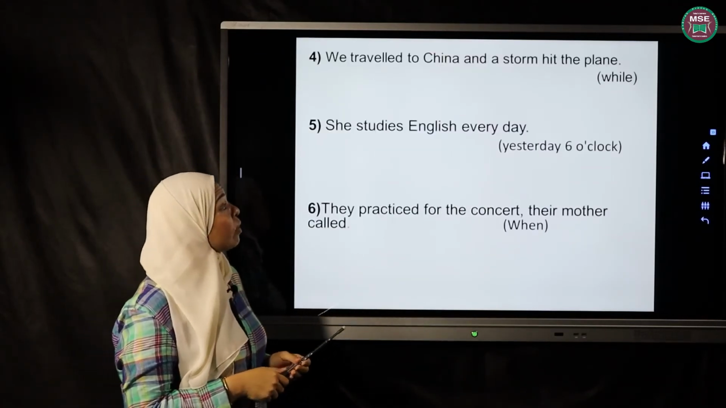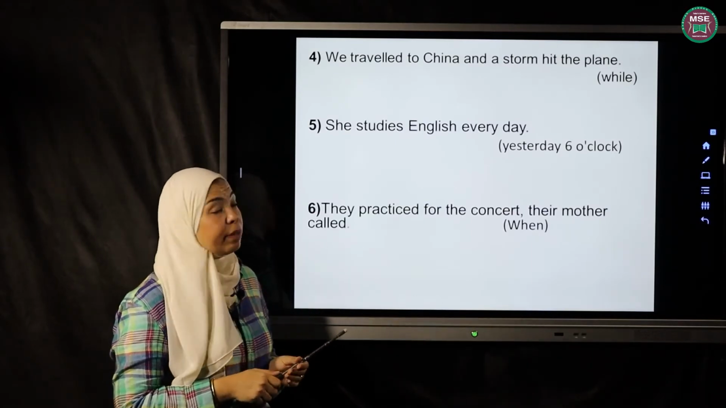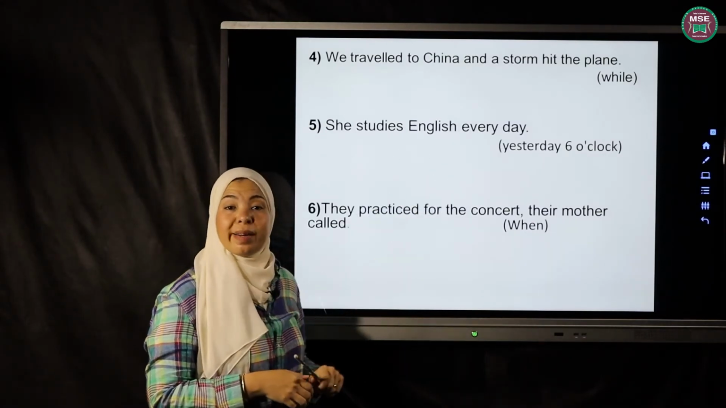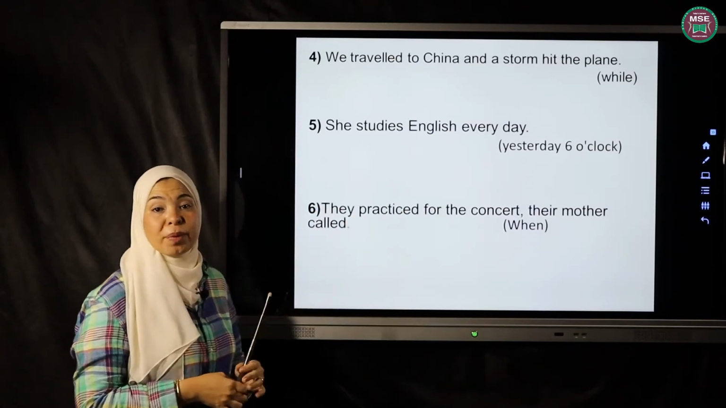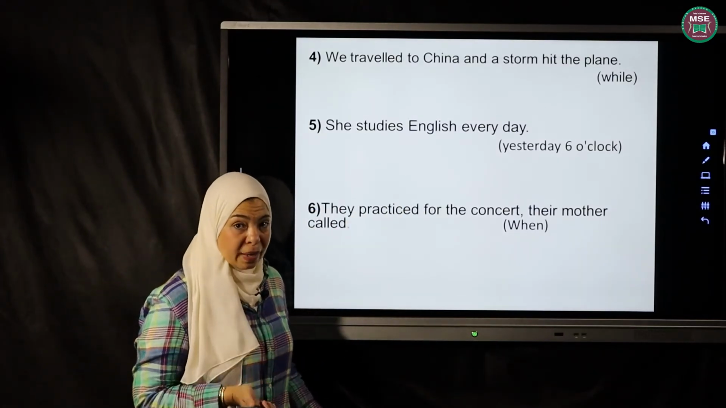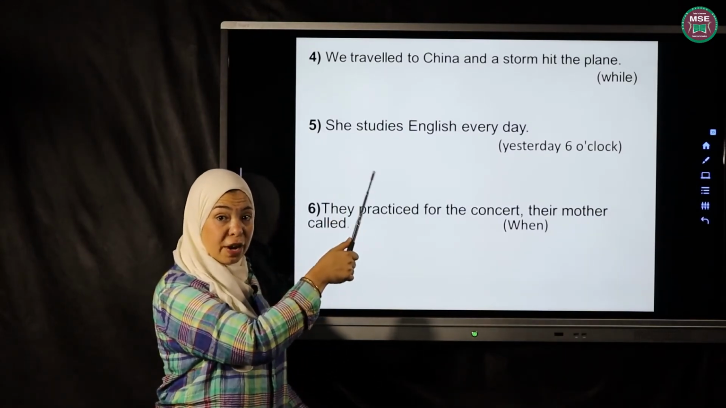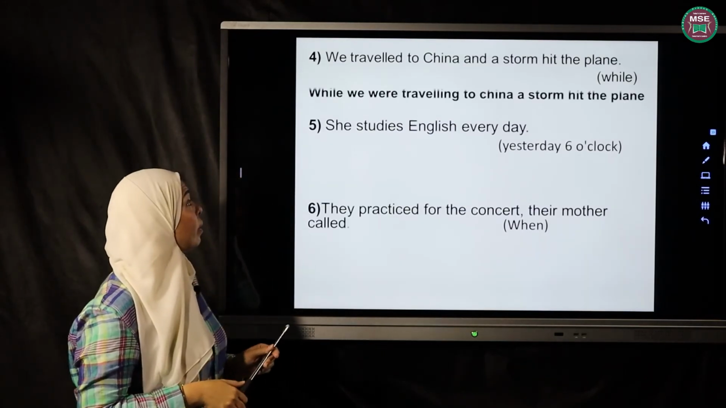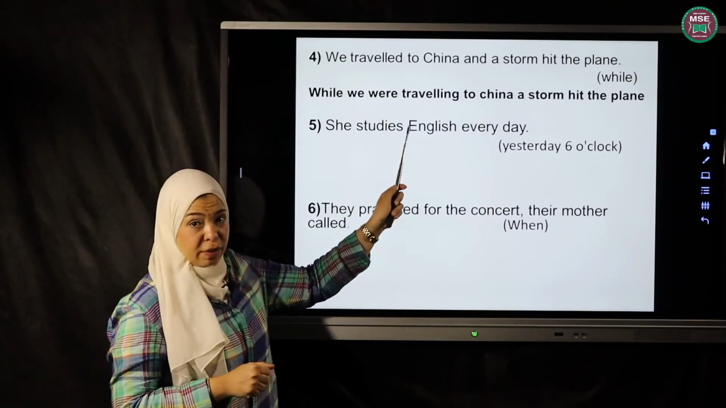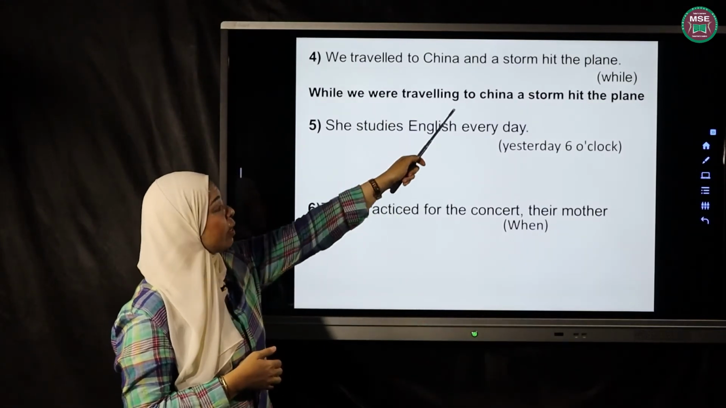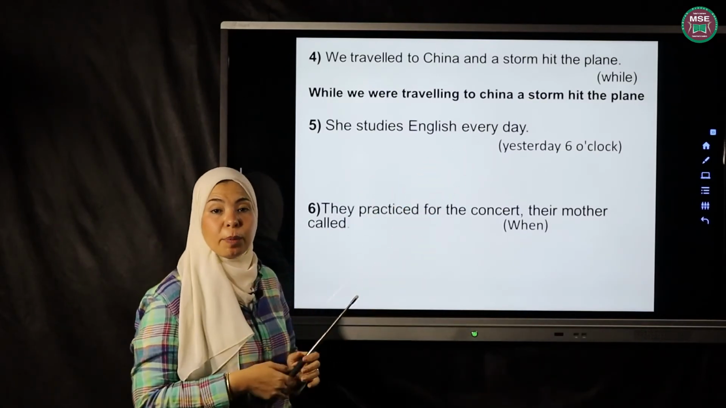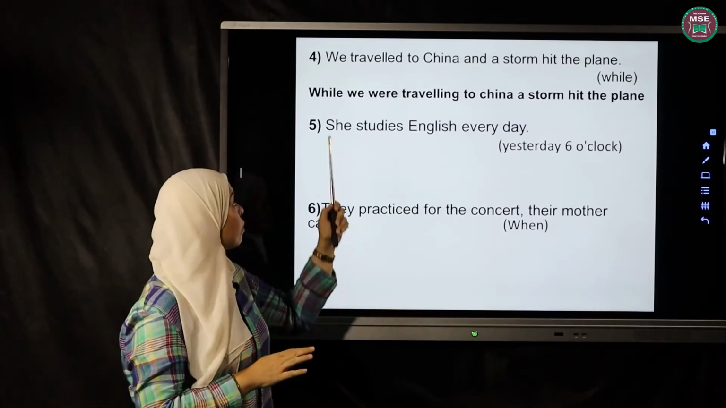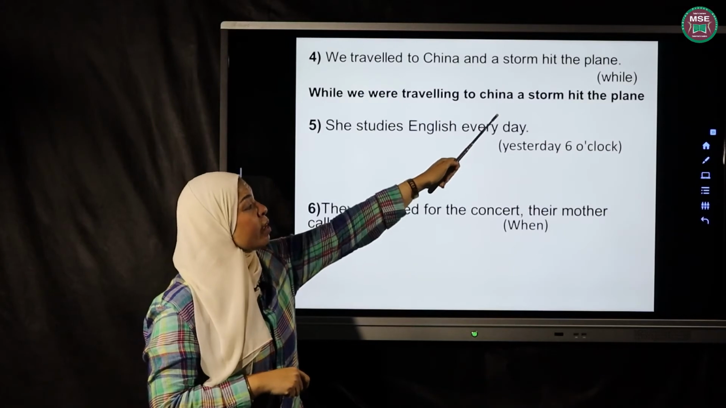Number 4. We traveled to China and a storm hit the plane. Rewrite using while. While here is capitalized, so you have to start by using while. While plus past continuous. And then if the other action interrupted the long one, it will be in the past simple. Okay, let's see. While we were traveling, this is the long action verb. While we were traveling to China, what happened? A storm hit the plane. This is the short one. Hit. Okay? We don't change the verb, like put. So while we were traveling to China, a storm hit the plane.